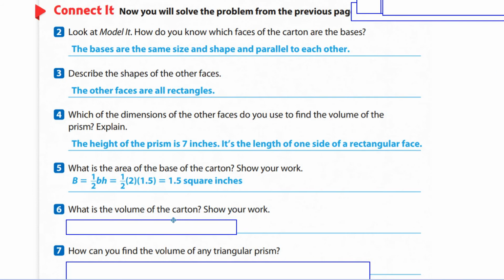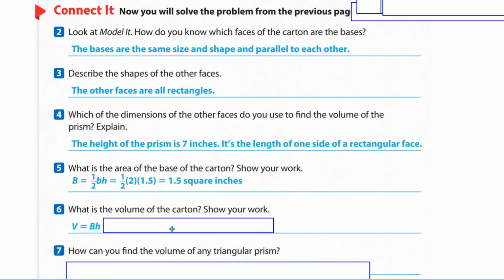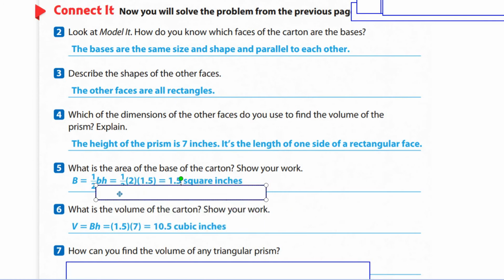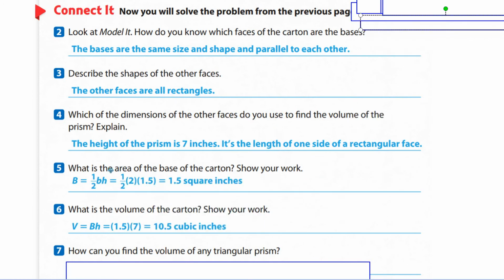So the question is now, what is the volume of the carton? Well, now that we have the area of the base, volume is base times height. Remember, the base for this triangular prism is a triangle. So you have to find the area of the triangle, which is 1/2 times base times height, which we know is 1.5, and then you multiply by the height. And 1.5 times 7 will give us 10.5 cubic inches.